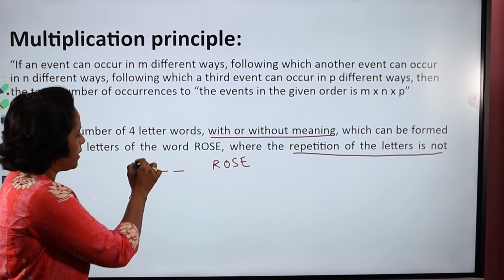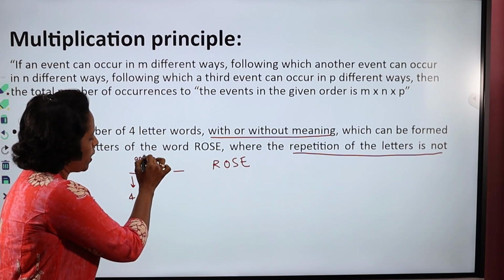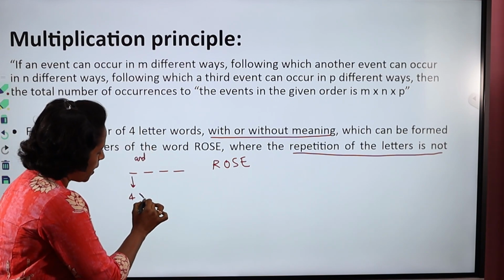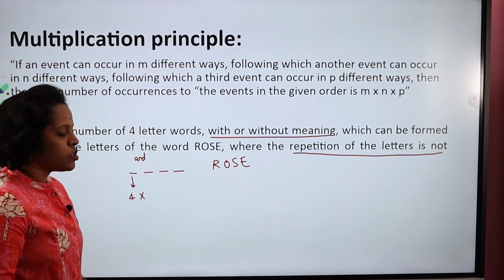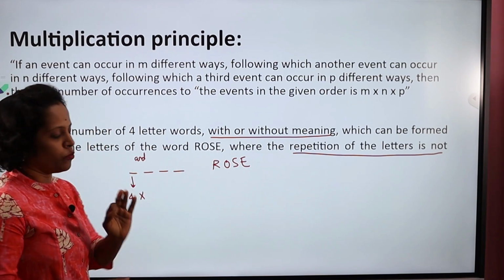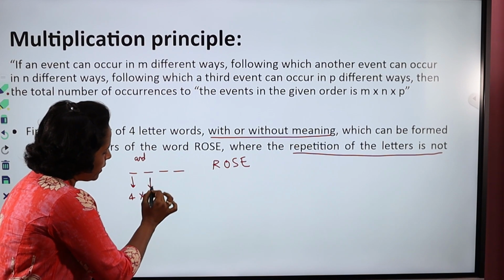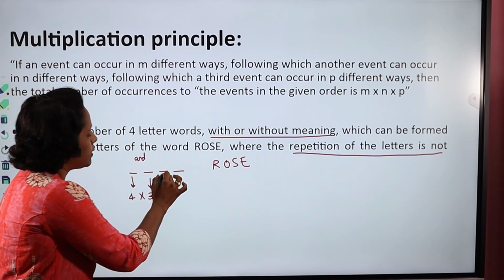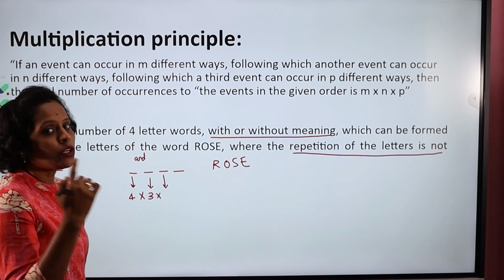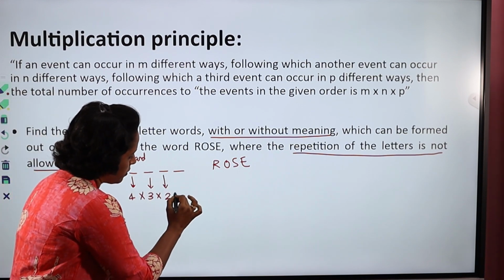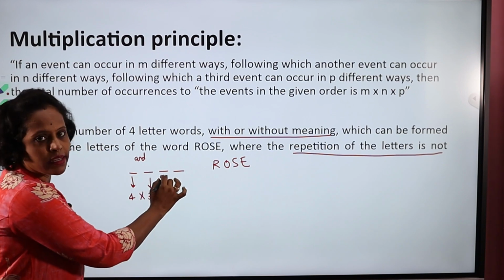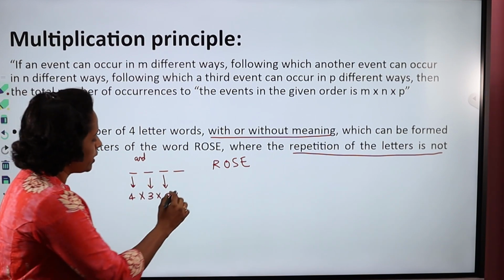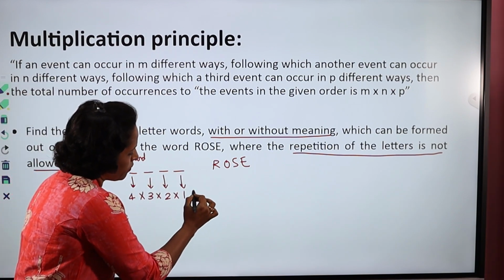We are going with the condition and, right? So, whenever and is there, we need to multiply, right? So, we are left only with 3 letters now. So, the next blank can be filled in 3 different ways. And the third blank can be filled with 2 different letters. So, we are already done with 3 letters, right? We have only 1 letter more here, which can be filled in 1 way.